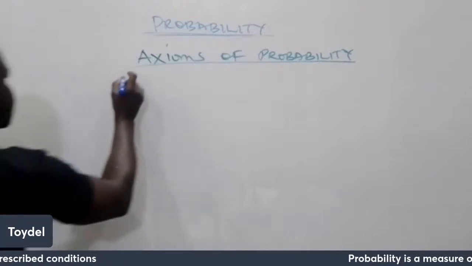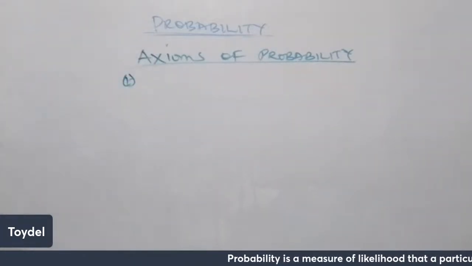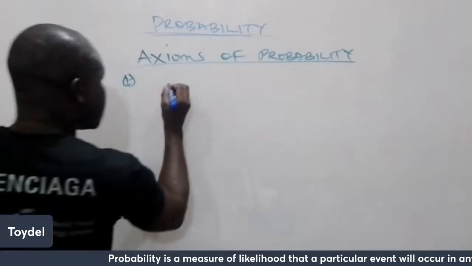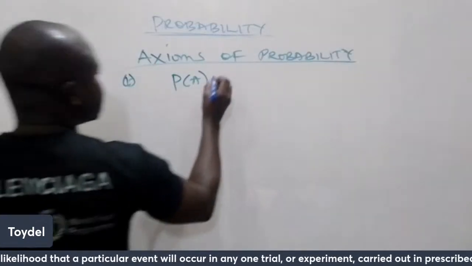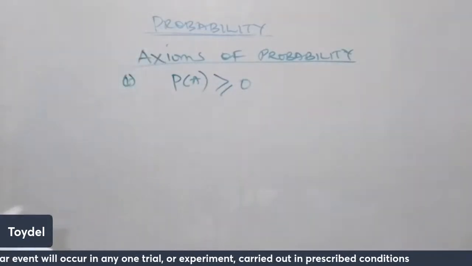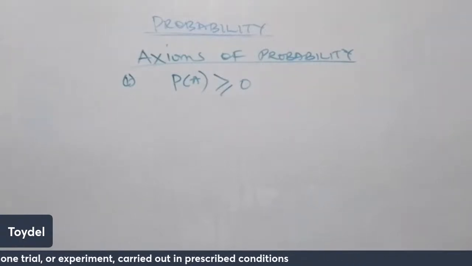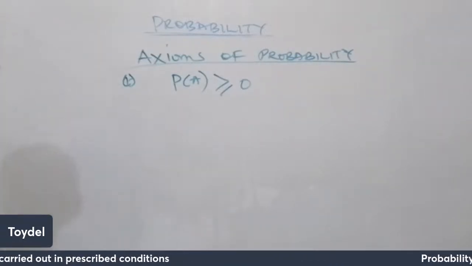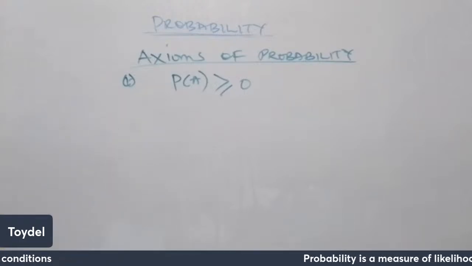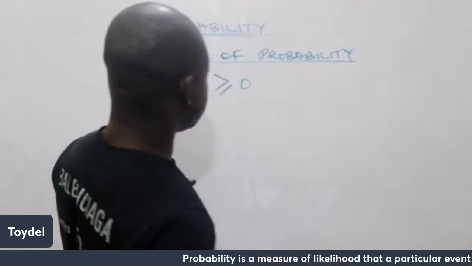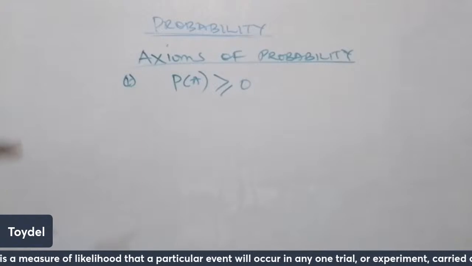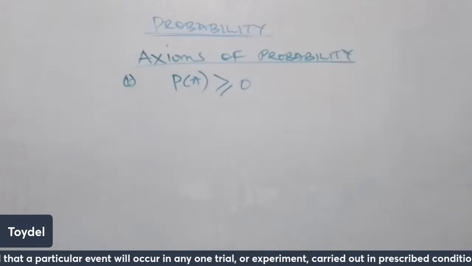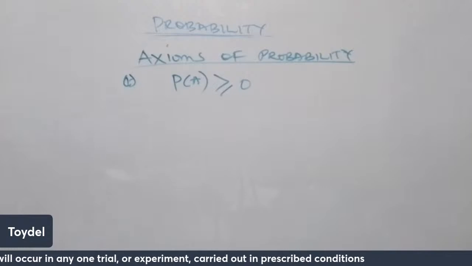The first axiom says that for every event A in a class C, the probability of A is greater than or equal to 0. That is, probability cannot be negative. Probability can be 0 if what we have under consideration will not happen. And if what we have will actually happen, the probability is greater than 0. So we should know that.